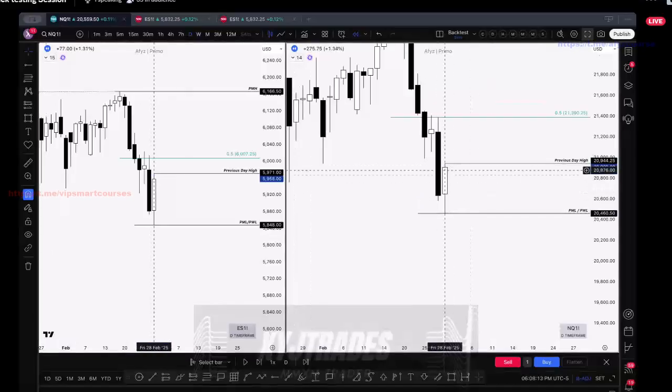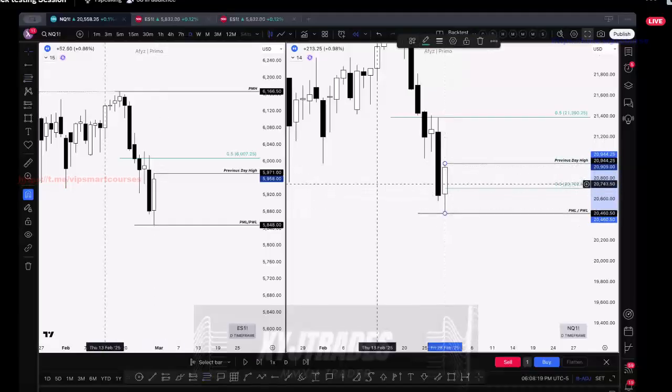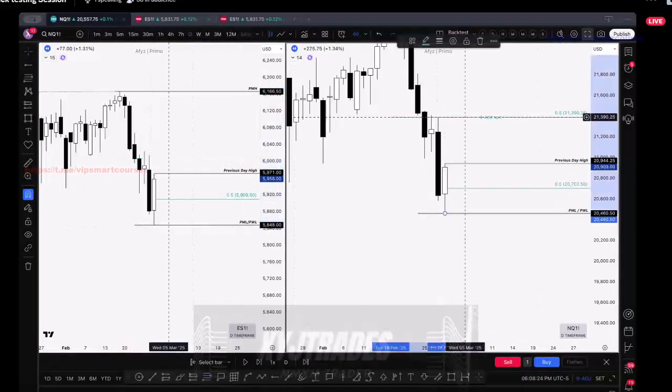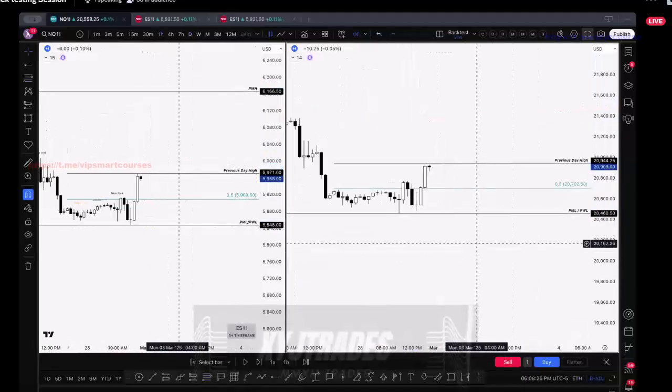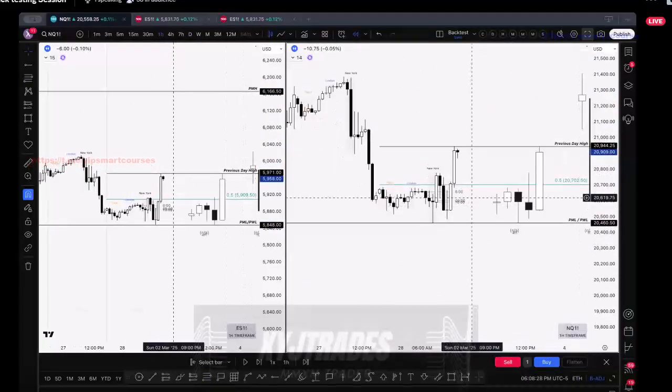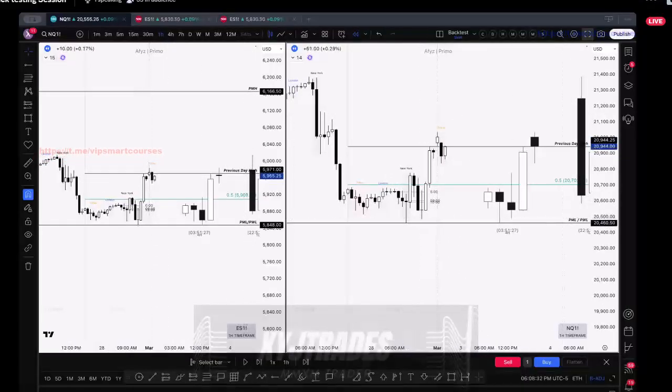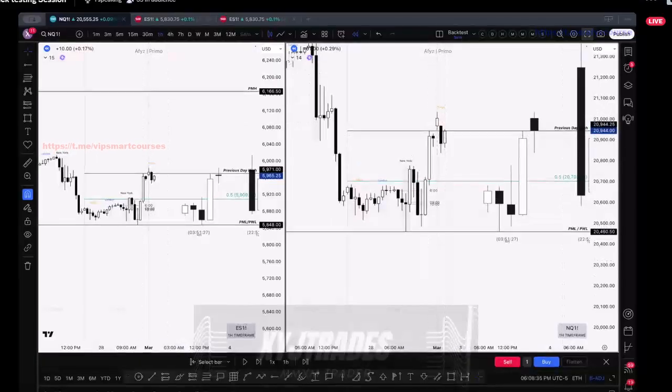I'm also looking at this entire body, and I'm saying if a swing point is going to form somewhere between the low and the high, I'm looking at equilibrium. Get rid of this for now. I'm then going to go into my hourly chart. So this is Monday, and as you can see, we've gapped up and we've taken out the previous day high.